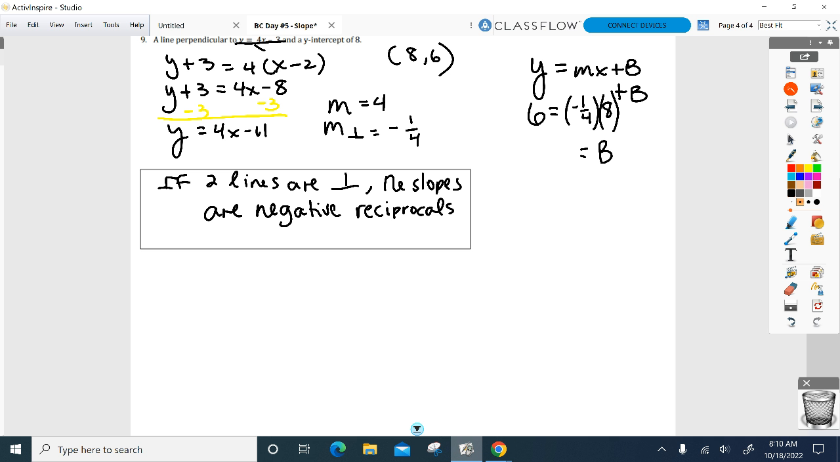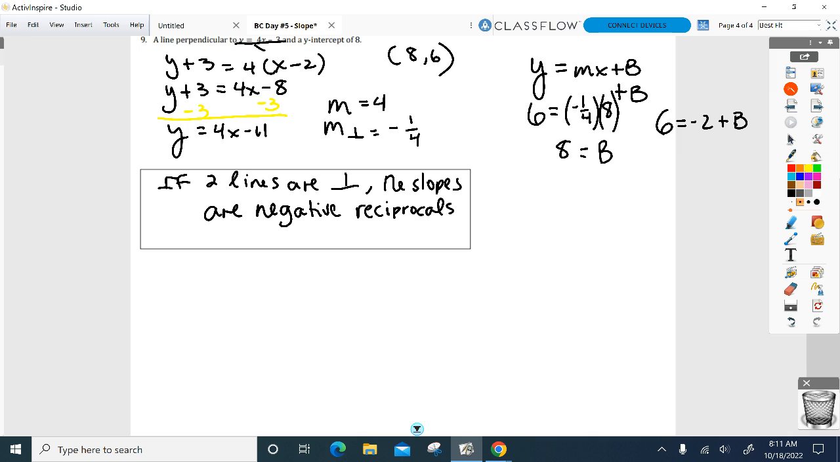$13 again. How about your b value? If I get the negative 1/4 times 8, which is negative 2, move it over. You have this right now, right? 6 equals negative 2 plus b. How do I move that negative 2 over? So what's my b value? 8. There you go. We got it.